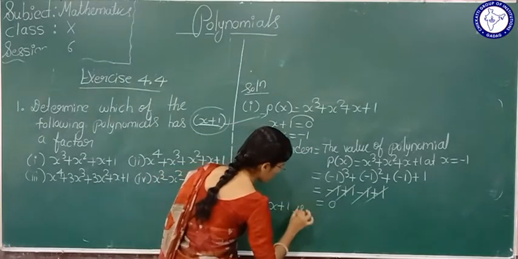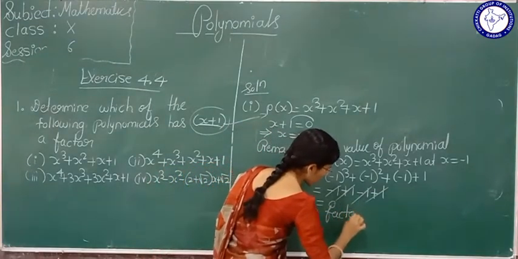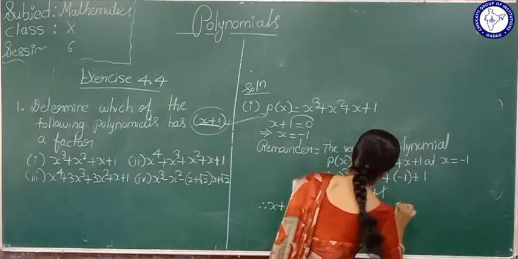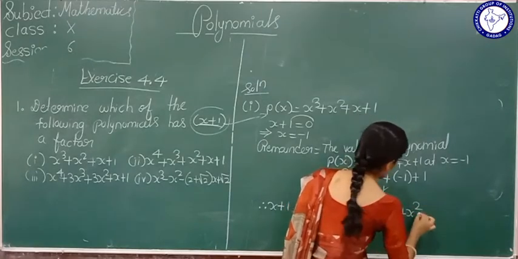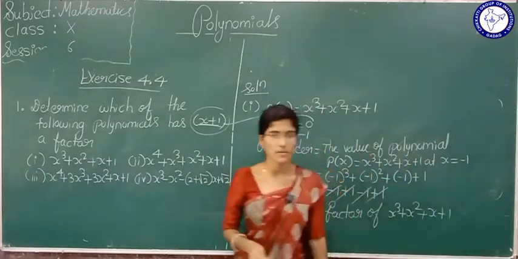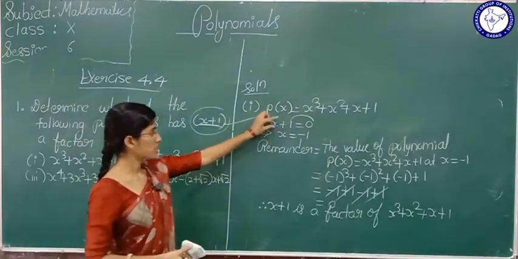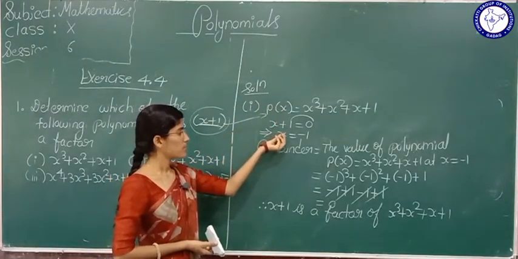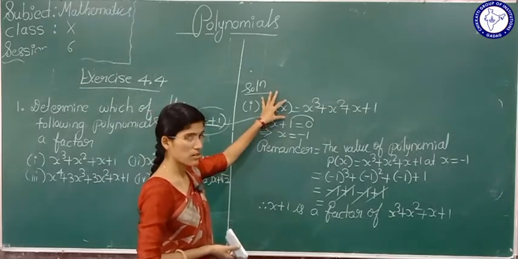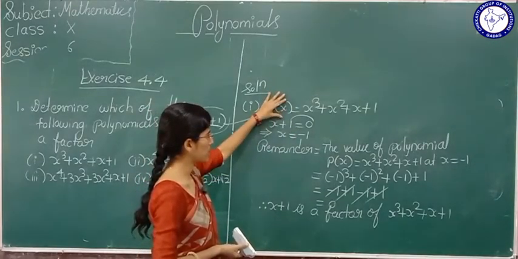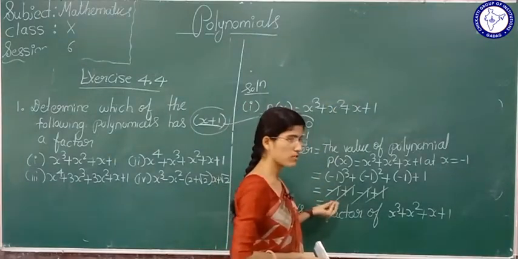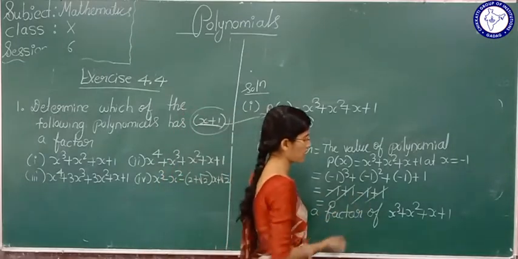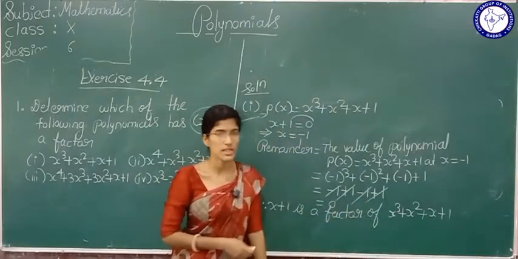x plus 1 is a factor of x cube plus x square plus x plus 1 by factor theorem. If you are telling this is a factor of this polynomial, when is it possible? When you substitute x is equal to minus 1 here, if the polynomial value is 0, at that time only we can tell that x plus 1 is a factor of x cube plus x square plus x plus 1.